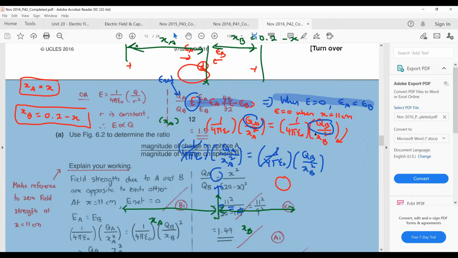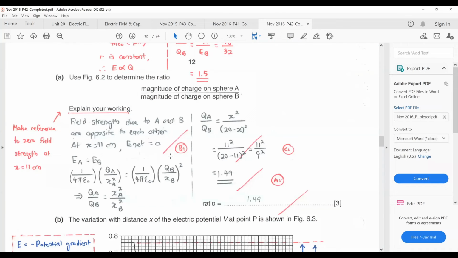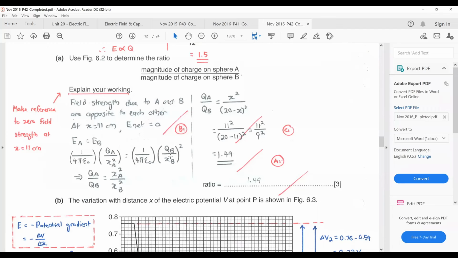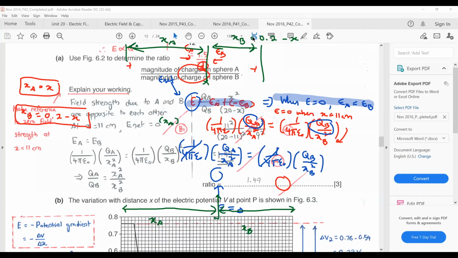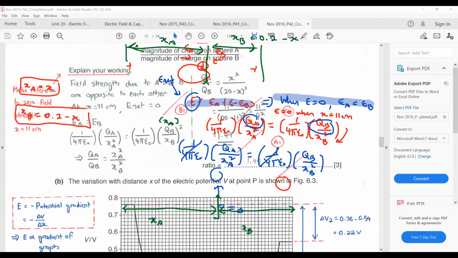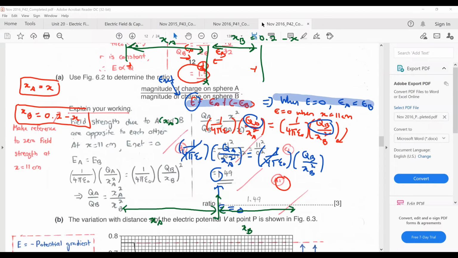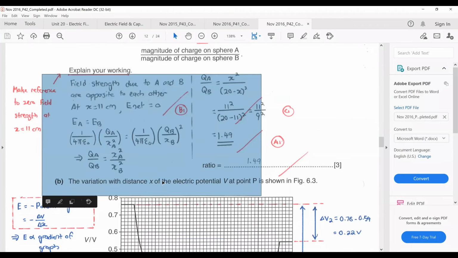Okay, so if this one is fine, then I'll just clear this off. Is there anything else here that I needed to change? Yeah, nothing here to change. x I mentioned to you is x. XB is actually 0.2 minus x. Okay, so you just follow the workings here and you should be fine.